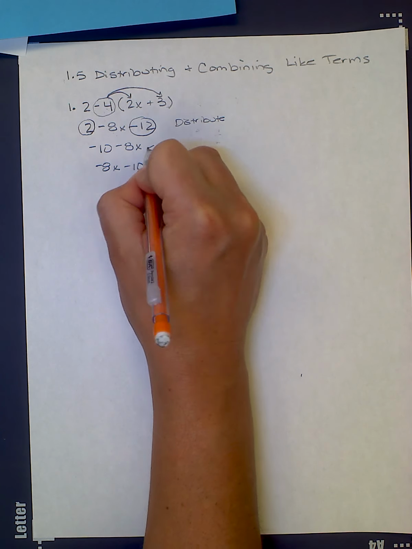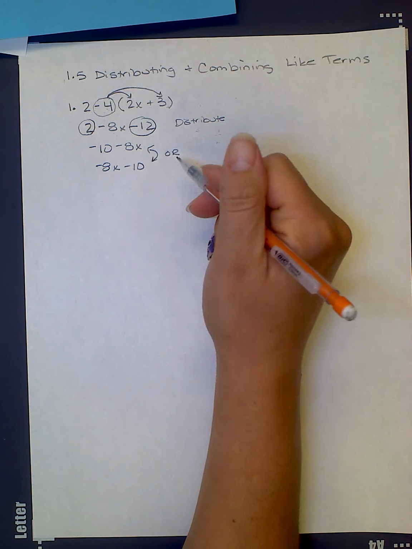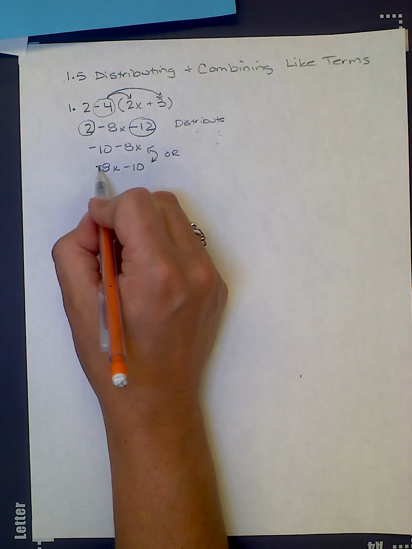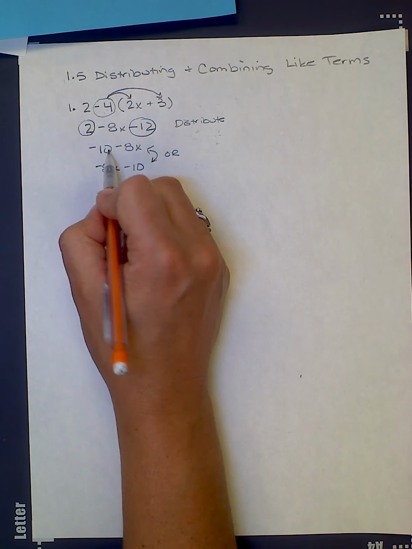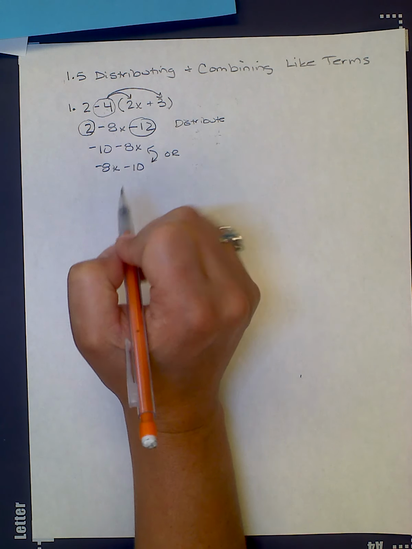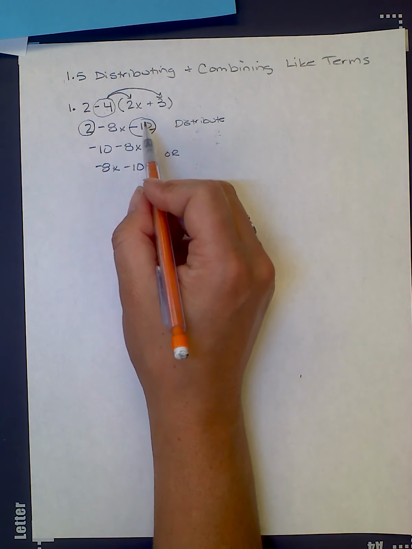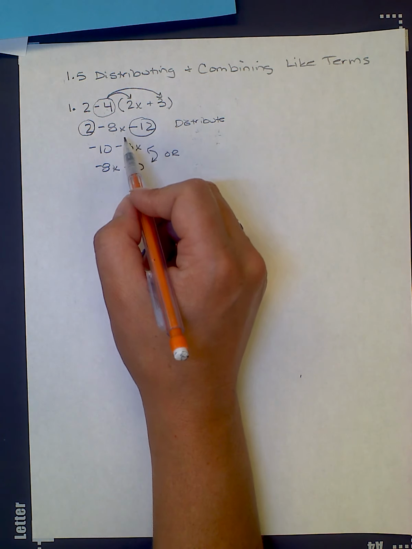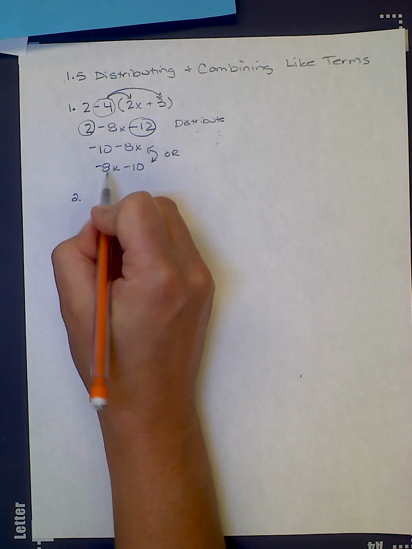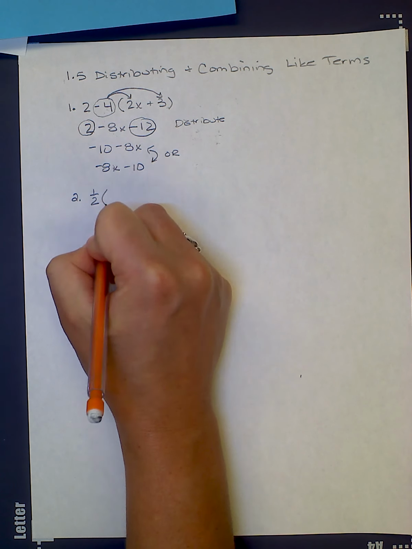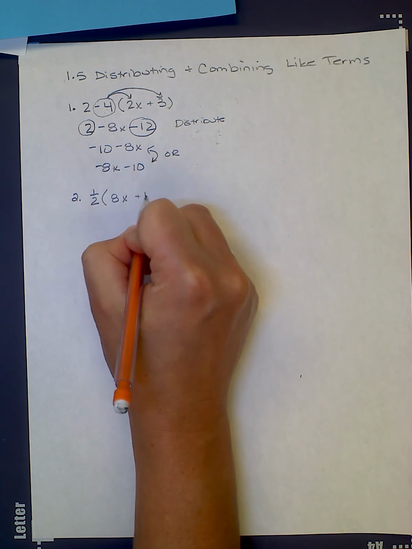Either one of these is proper. When we get later on in the year, we try to write the variables first in what's called descending order, but for now, either of these answers would be appropriate. So that would be distributing and combining like terms without fractions. Let's try some problems with fractions, because those will be the ones that we need the most review and help with.